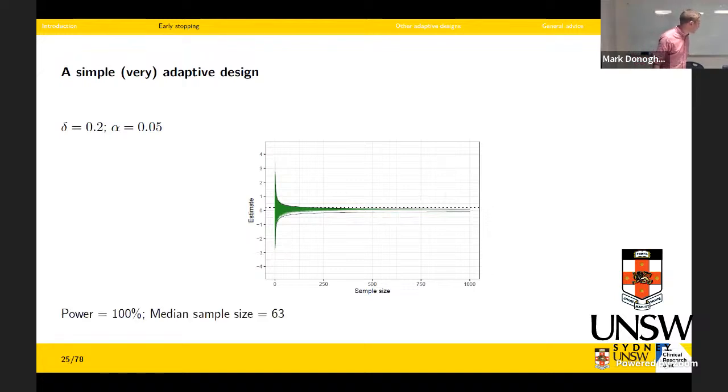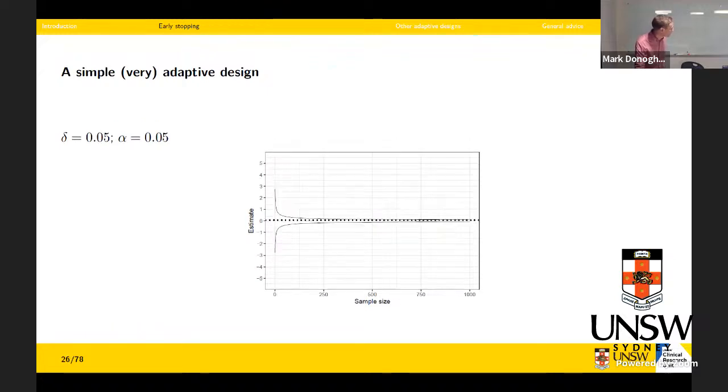And hey, this is pretty good. We've still got 100% power. Now our median sample size is 63. But that's all right. We're able to detect this difference every single time by running this experiment. What if we make the difference really, really small? If we make it 0.05, let's see what happens.